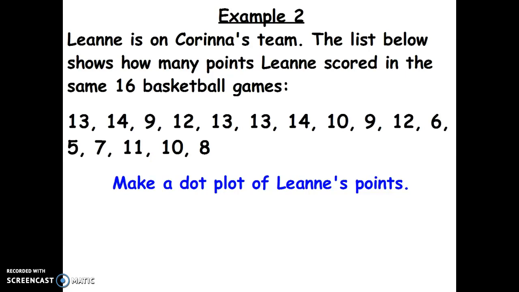Example 2. Leanne is on Karina's team. The list below shows how many points Leanne scored in the same 16 basketball games. Make a dot plot for Leanne's points. So looking at our data points, it looks like our biggest number is 14, and our smallest number is 5. So I'll just go from 5 to 14. 5, 6, 7, 8, 9, 10, 11, 12, 13, 14.